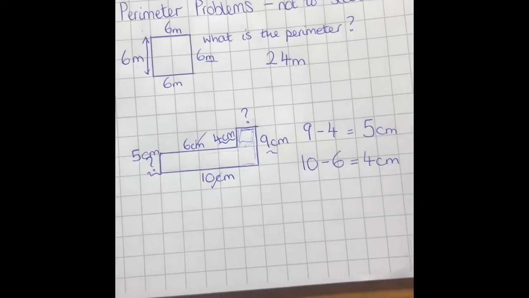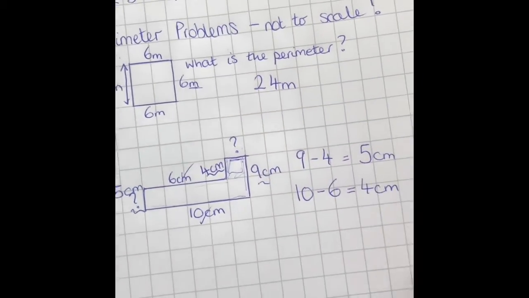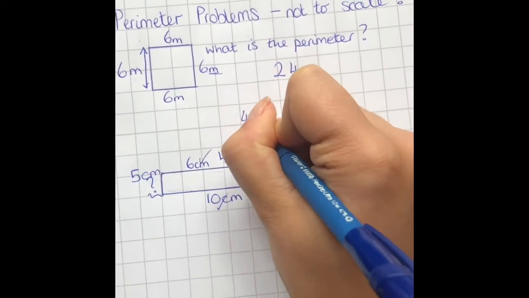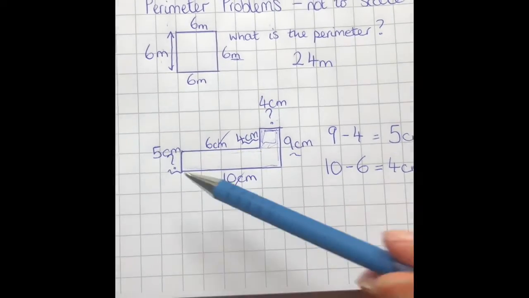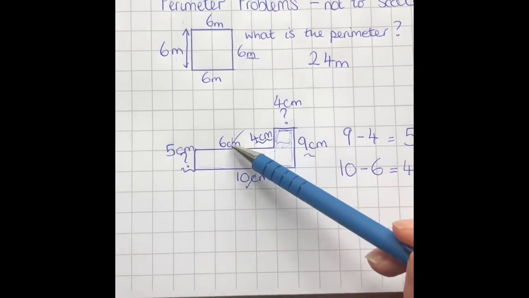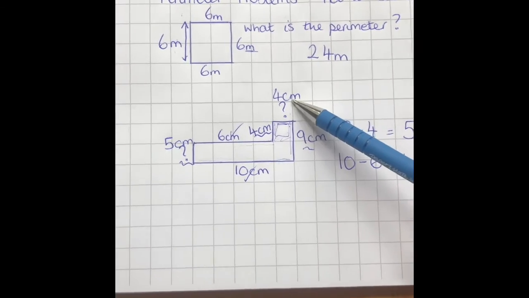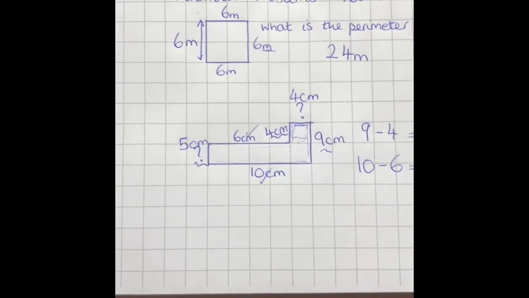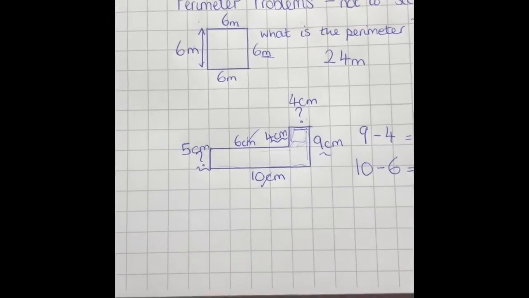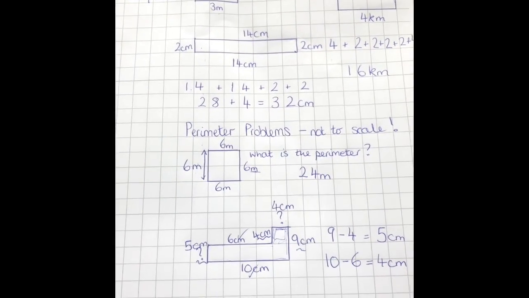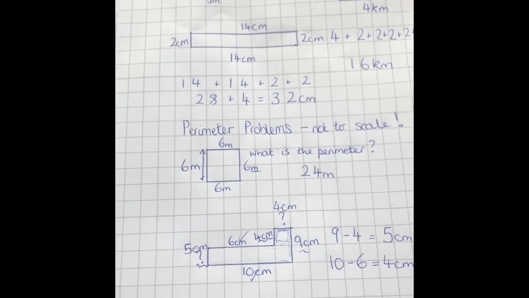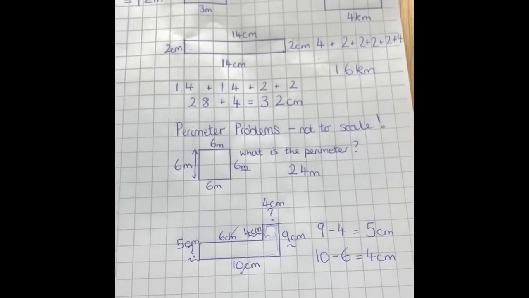Perfect. Now in some questions, it might ask you to work out, after doing all of that, the perimeter of your whole shape. In which case you do 5, add 6, add 4, add 4, add 9, add 10. And that would be the perimeter of your whole shape. So that is perimeter. I hope that has helped a bit, and we will now move on to area.